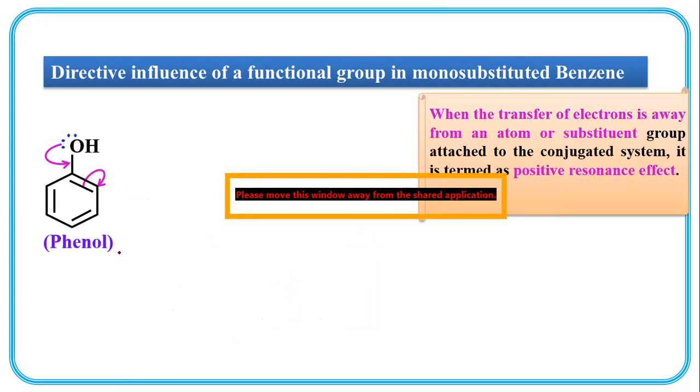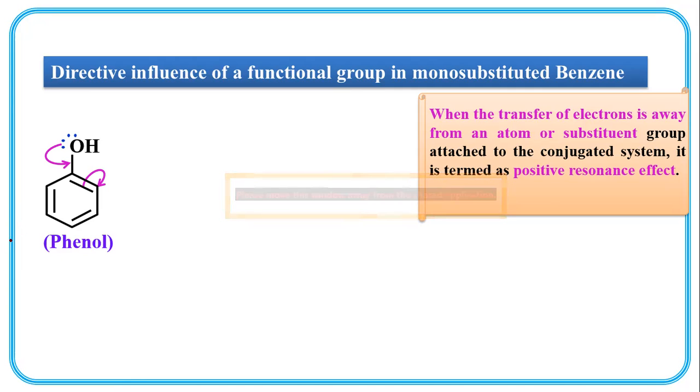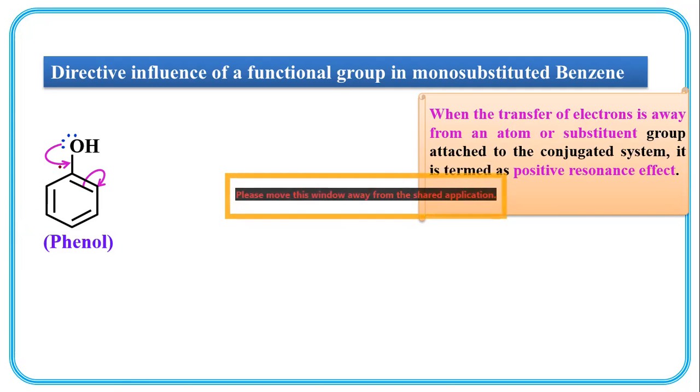When the transfer of electrons is away from an atom or substituent group attached to the conjugated system, it is termed as positive resonance effect. See, the transfer of electrons is away from the substituent into the attached conjugated system. So it is called positive resonance effect.